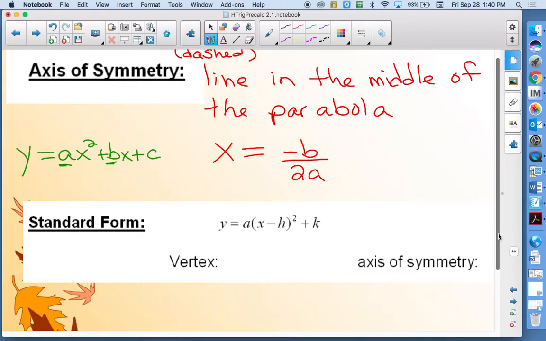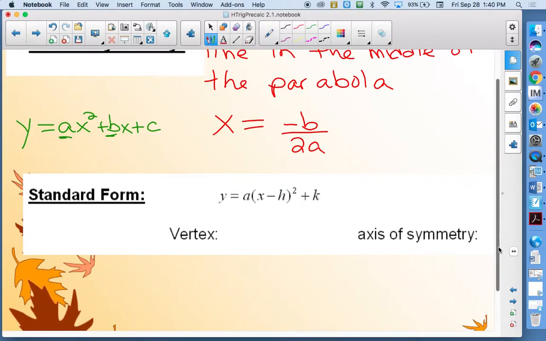The other form that we're going to look at is called standard form. So general form, this is general form. And then standard form. Standard form is actually the form that we graphed, like all those basic graphs in chapter P and the basic graphs in section 1-3 that we looked at. Again, they're all in standard form because they all have an h and a k.